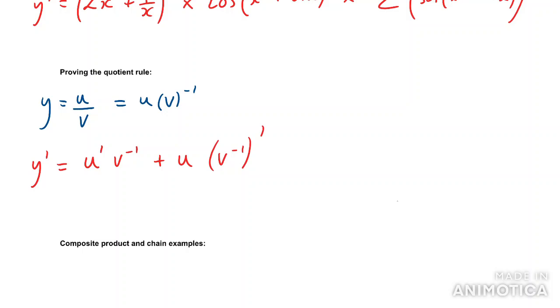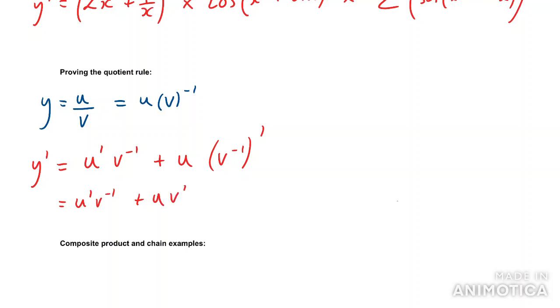Okay, and so how do we differentiate that v to the minus 1? Well, what's the most inside function? Well, it's v. So we can say that this first bit is left alone, and this is going to be u. Well, what's v differentiated? That's going to be v dash.